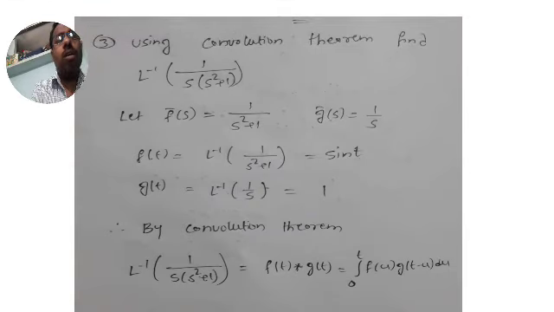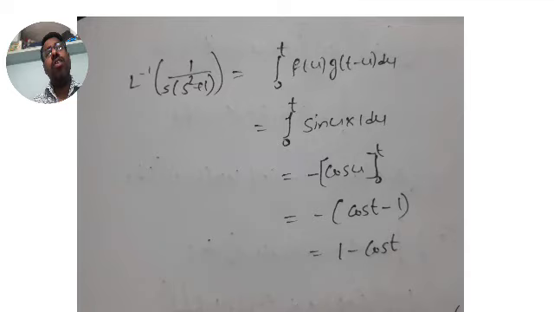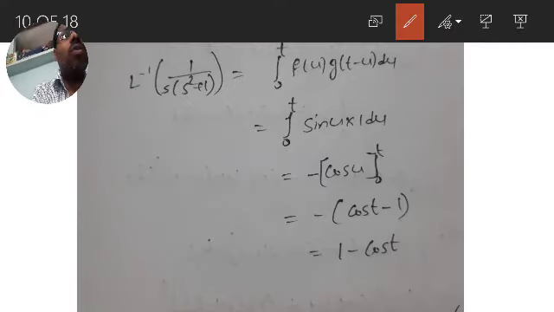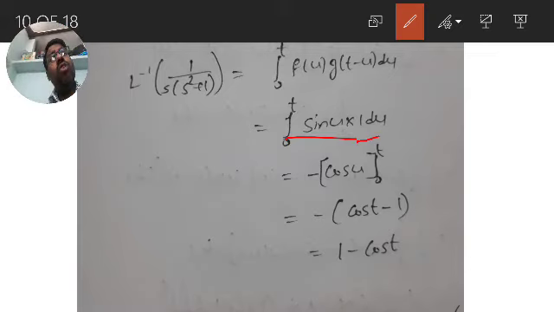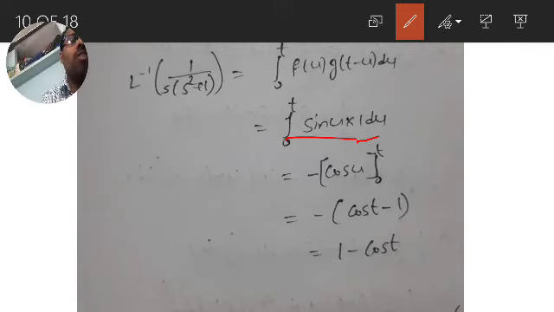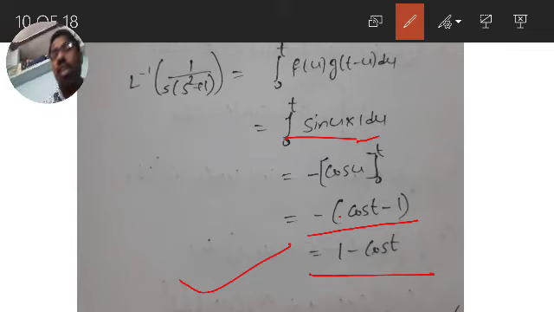Now let us go for doing this integration part. L inverse of 1 by s into s square plus 1 is equal to integral 0 to t f of u into g of t minus u into du. As I said, f of u is sin u and g of t minus u is 1. Integration of sin u is minus cos u. Apply the upper limit minus lower limit: minus of cos t minus 1, multiplying with minus becomes plus and plus becomes minus. The answer is 1 minus cos t. That is our third problem.